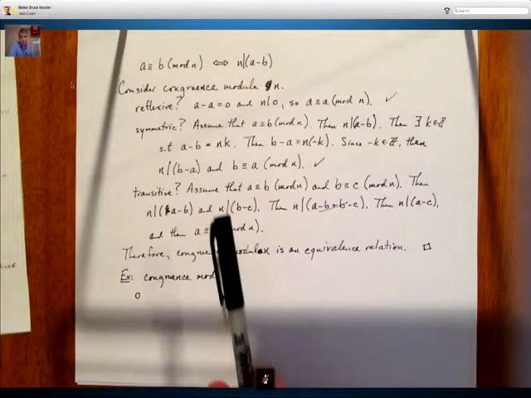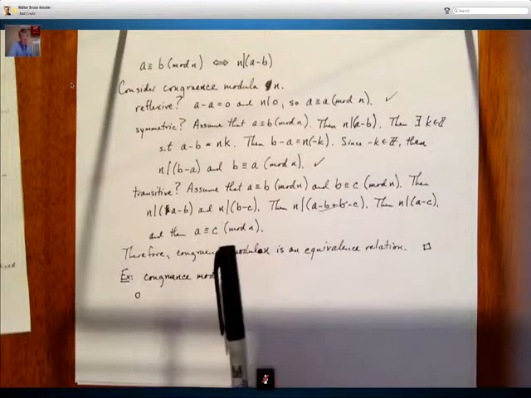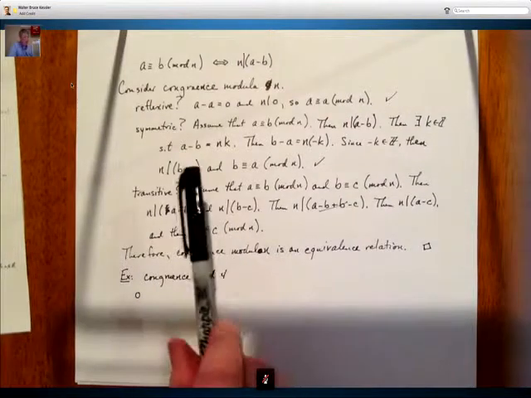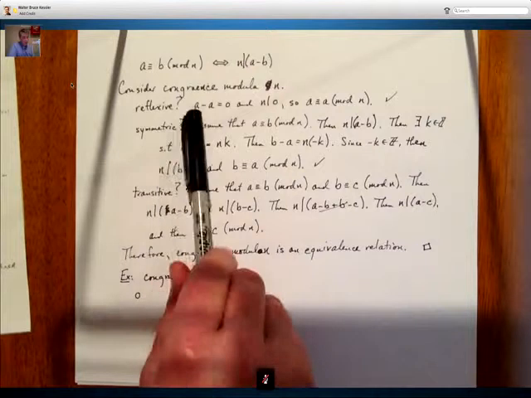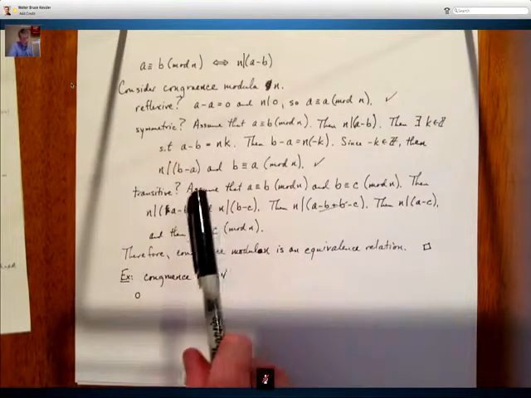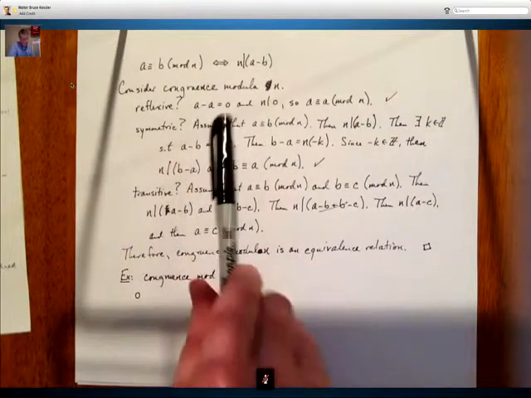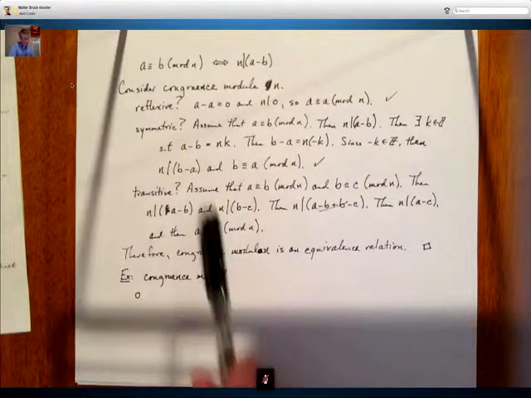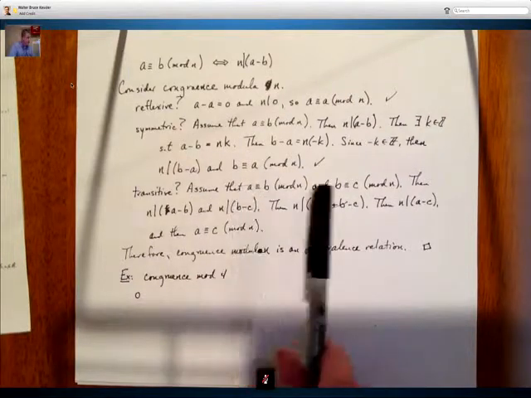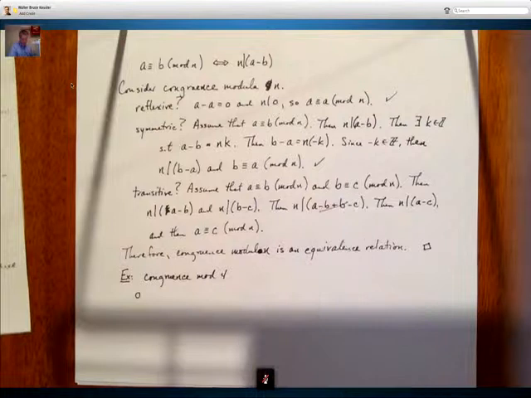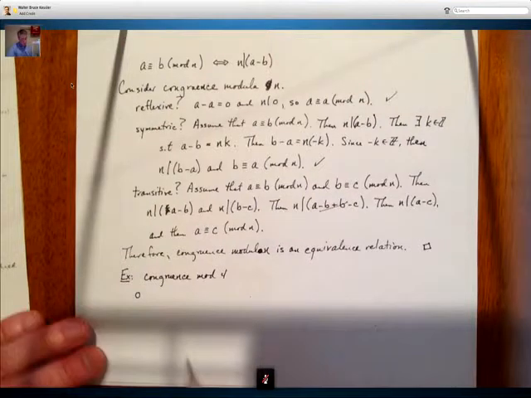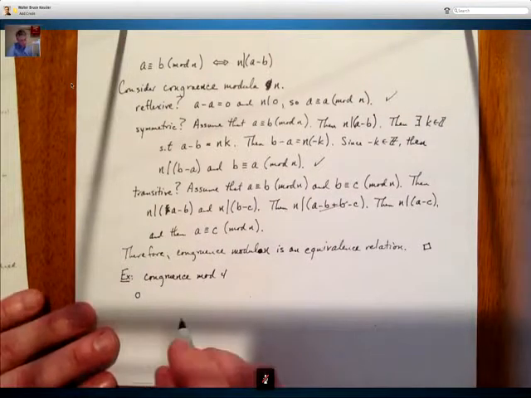Oh, by the way, I meant to say this. Actually, if we just think about this in terms of having the same remainder, well, certainly A has the same remainder as A when divided by n. If A and B have the same remainder, then B and A do. If A has the same remainder as B and the same remainder as C, then A and C do. So, you know, it actually makes a lot of sense.